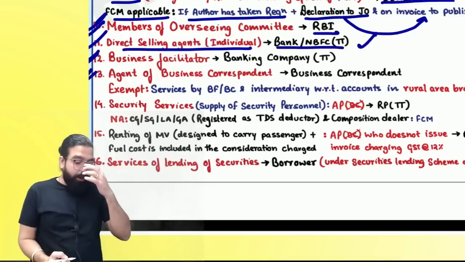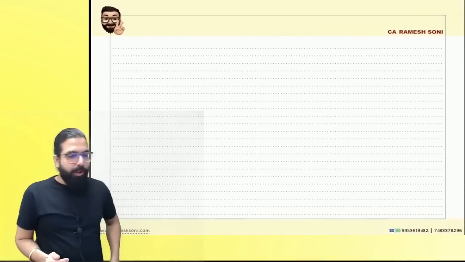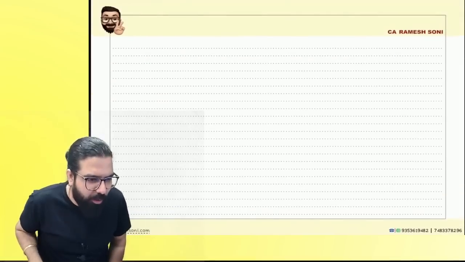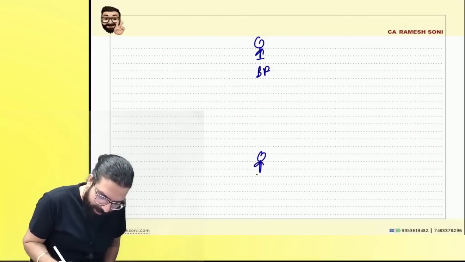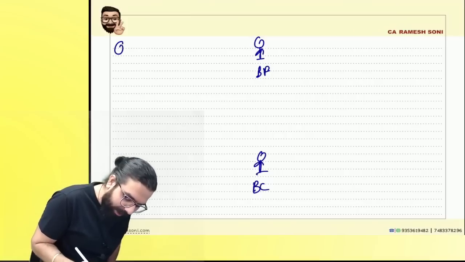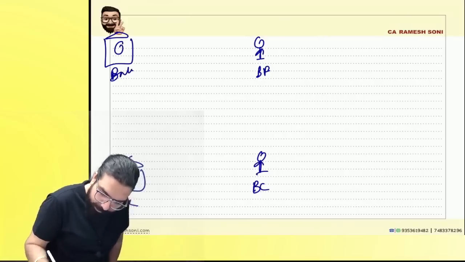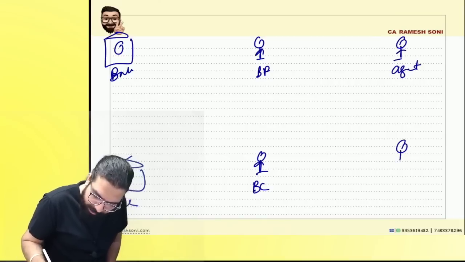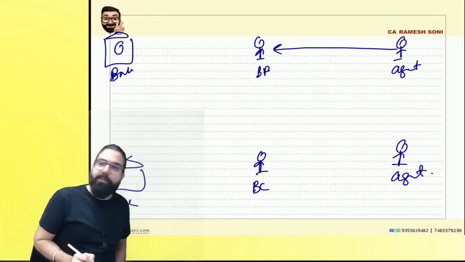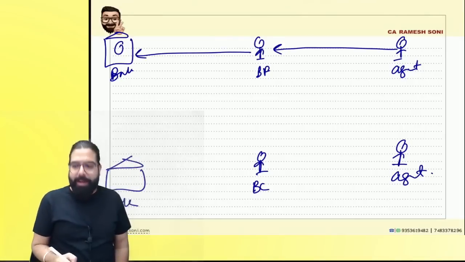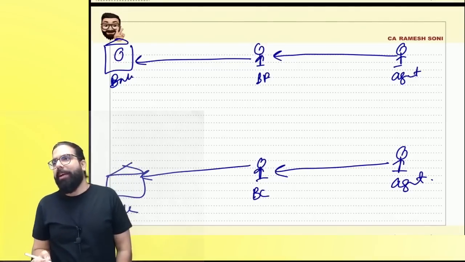Business facilitator and business correspondent. Everyone listen to me very carefully. One is a business facilitator, one is a business correspondent. This is the bank. This is the agent of a business facilitator. This is the agent of a business correspondent. The agent will give services to the business facilitator. The business facilitator will give to the bank. The agent will give to the business correspondent, and the business correspondent will give to the bank.